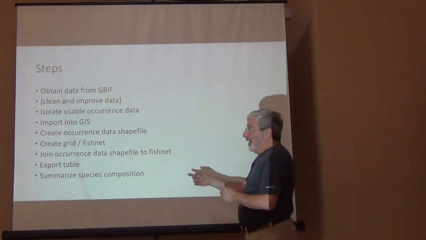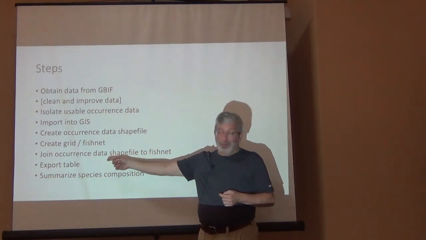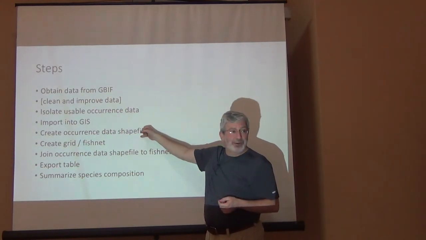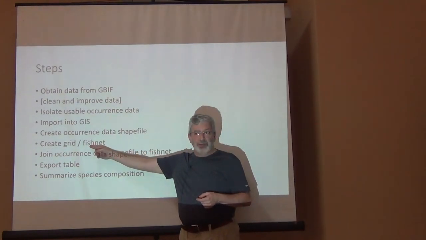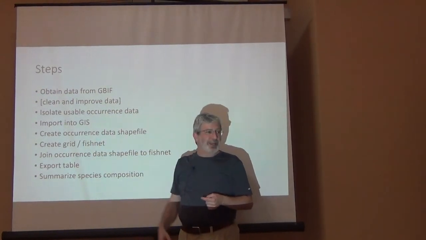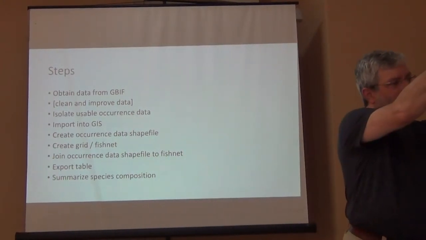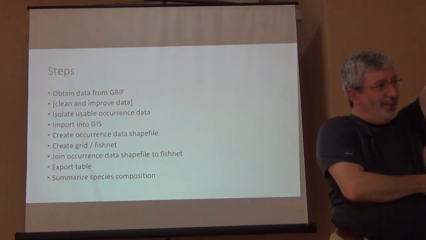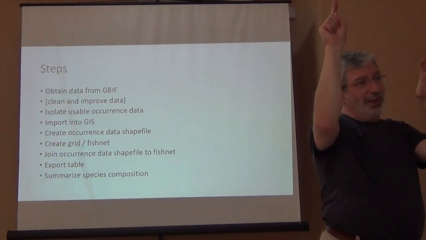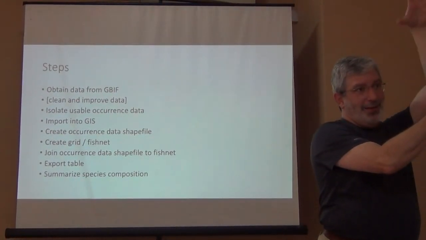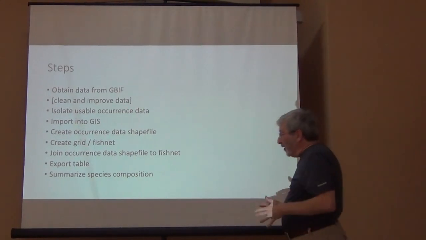Okay? Then here's the interesting thing we're going to do. We're going to do what's called a spatial join. So we're going to take our shapefile of occurrence data and we're going to attach to it the identification of the polygon in the fishnet. So essentially, if this is a polygon and your point falls here, this polygon has an ID number in its attribute table. And so in the attributes table of the point is going to be the ID number of the polygon. It's a very easy thing to do, but it's incredibly powerful.